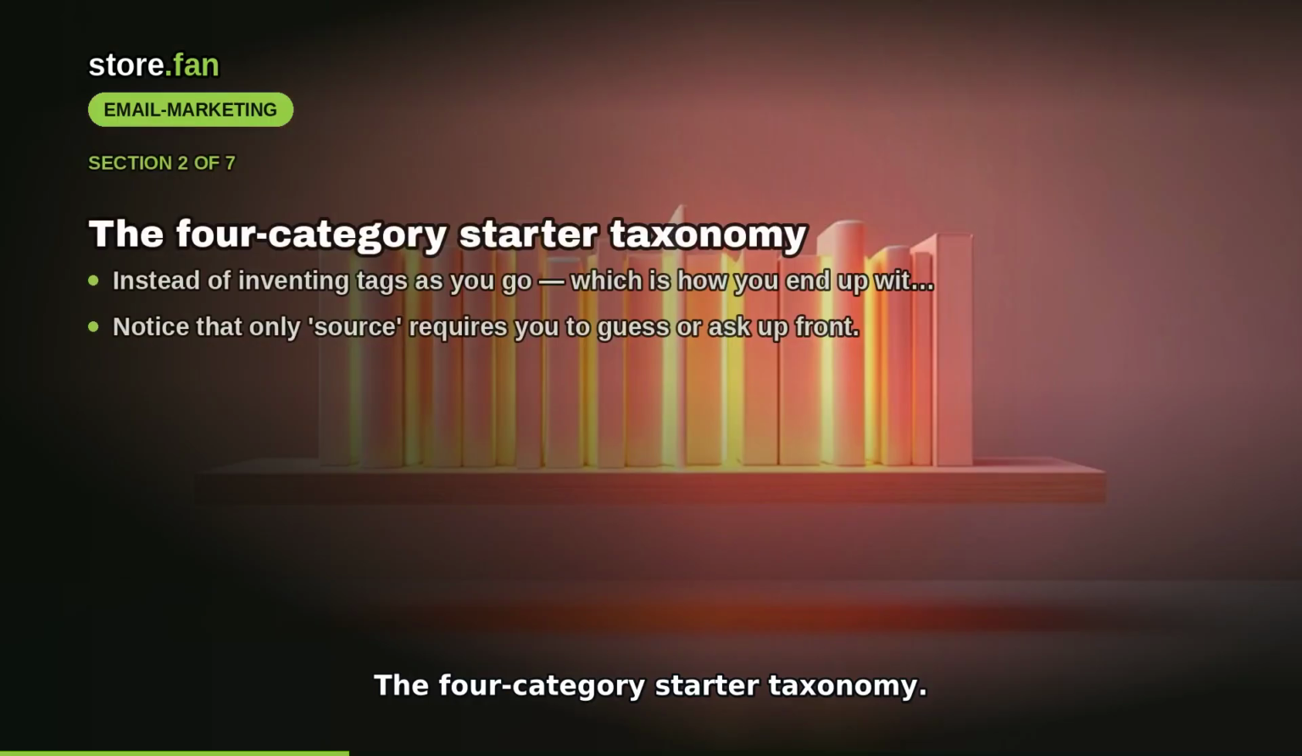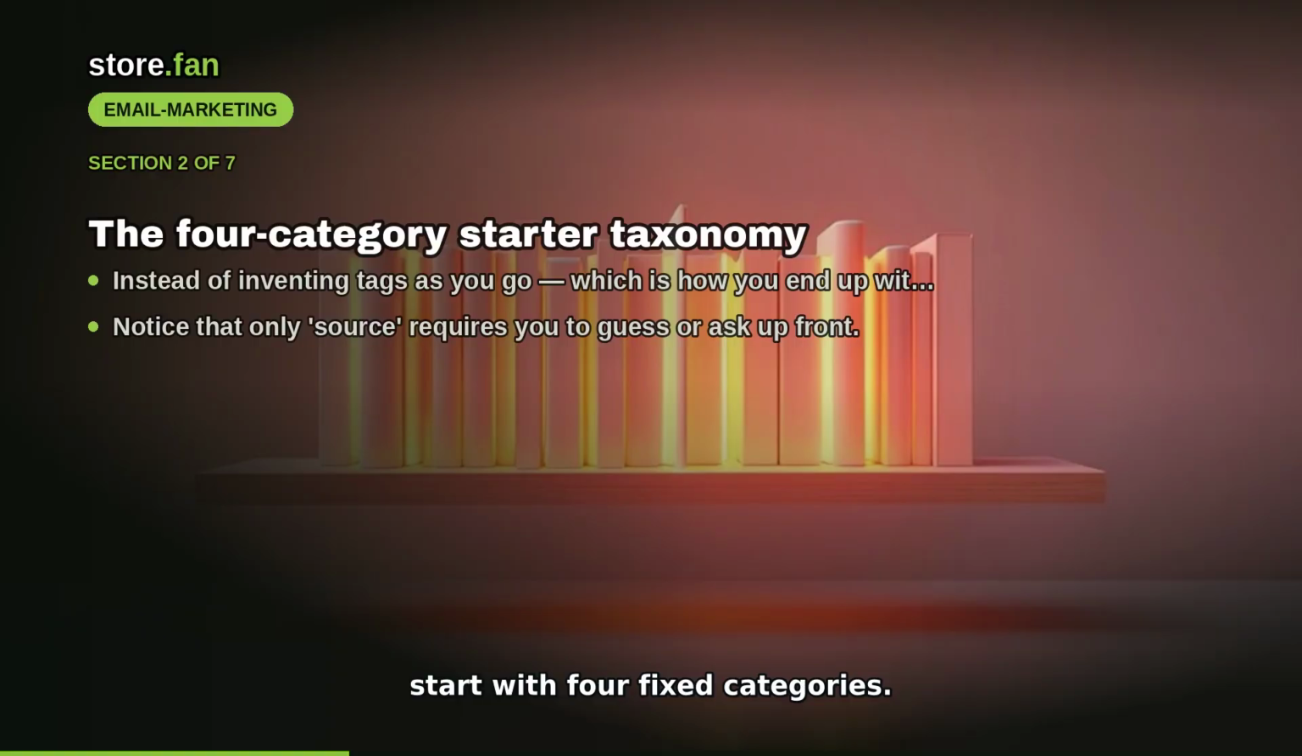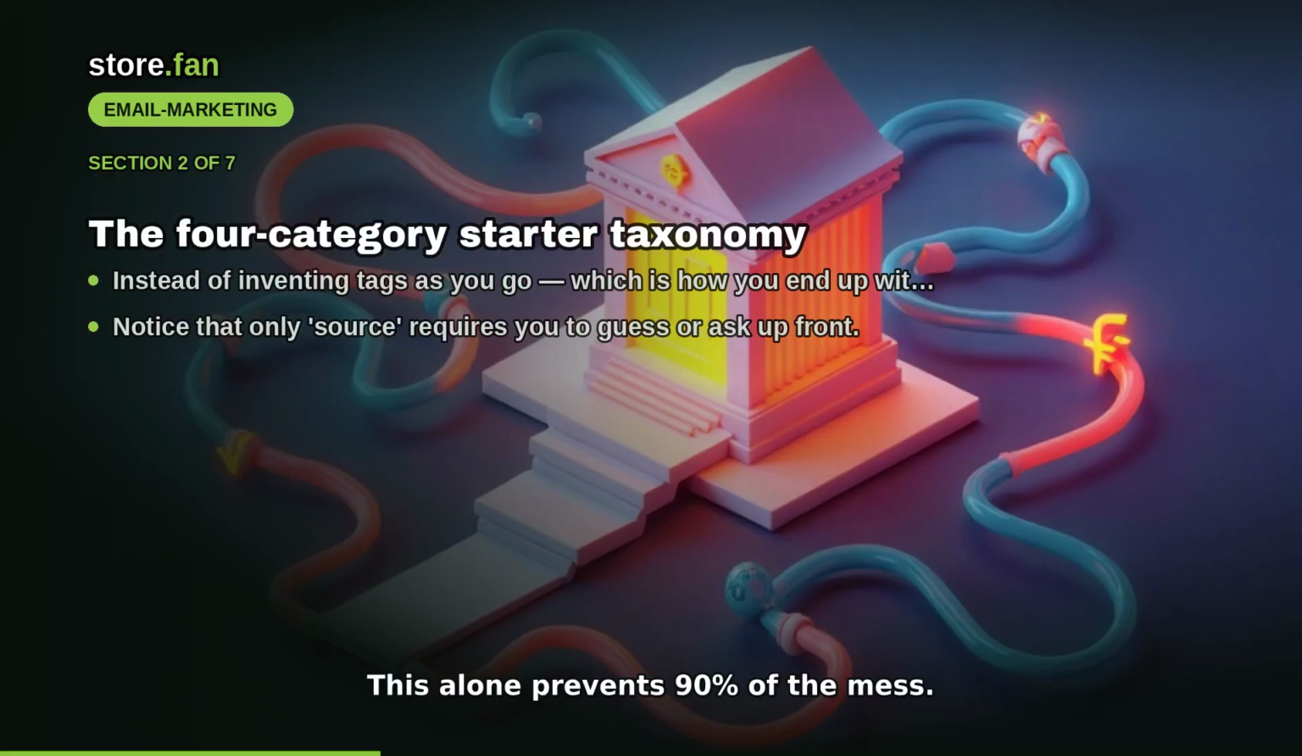The 4-category starter taxonomy. Instead of inventing tags as you go, which is how you end up with 40 overlapping labels and no idea which ones still matter, start with 4 fixed categories. Every tag you create should belong to exactly one of them. This alone prevents 90% of the mess.